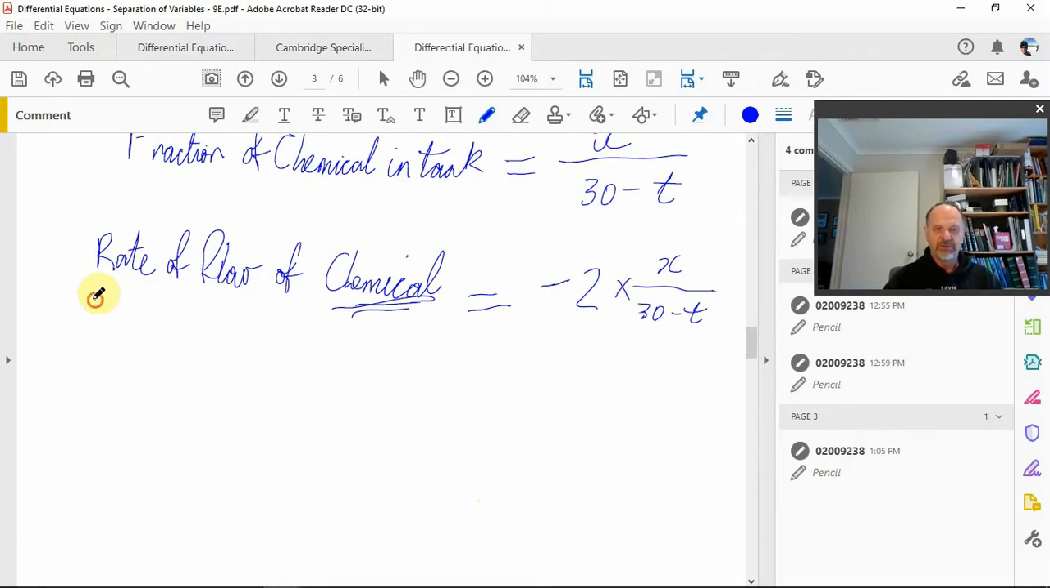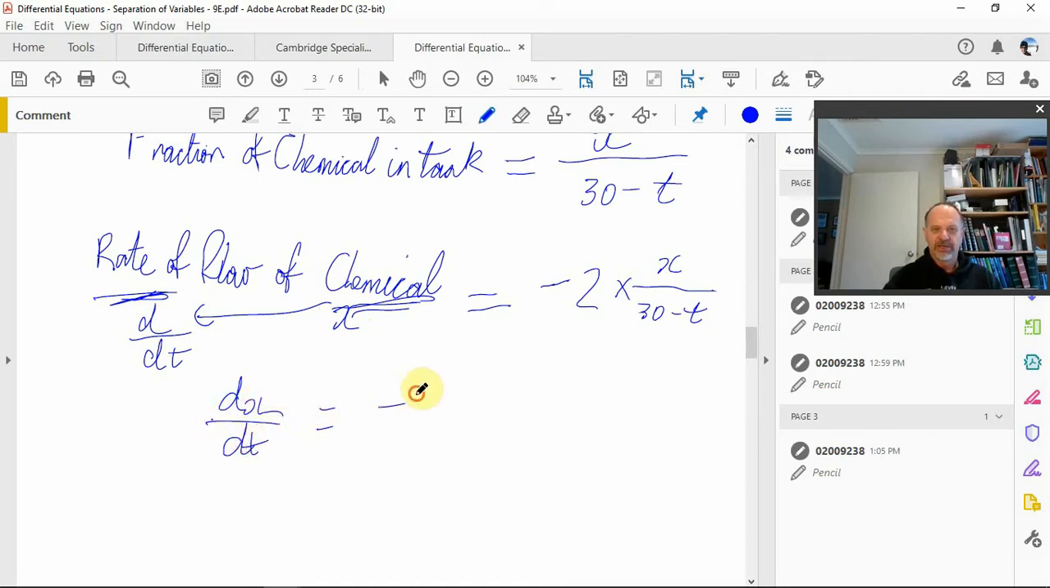So the rate of flow of chemical, well, rate, of course. So that's to do with time. So we're doing d something, d to time. And the chemical, well, that's x, isn't it? So what we're figuring out here, the rate of flow of the chemical, is dx/dt.